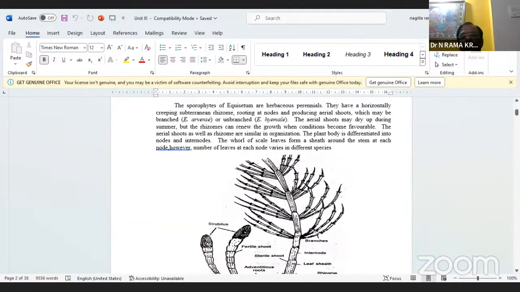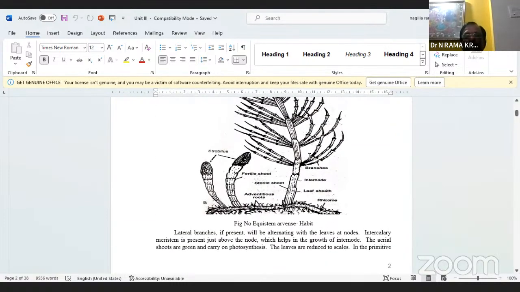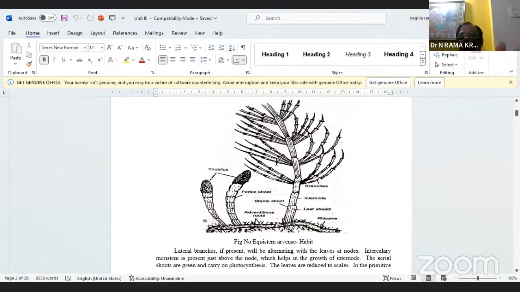this is the Equisetum plant. This Equisetum plant is a sporophytic plant. Here this cone structure is the strobilus. When we look at Equisetum, it has umbrella-shaped structures.